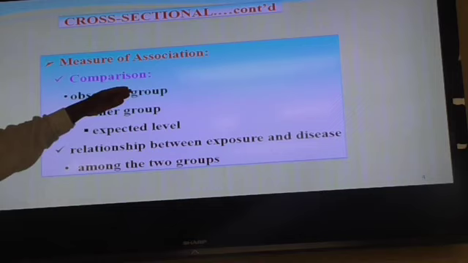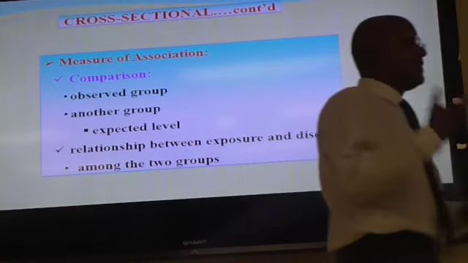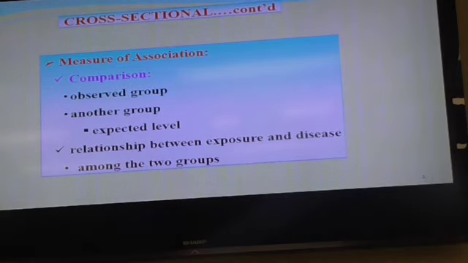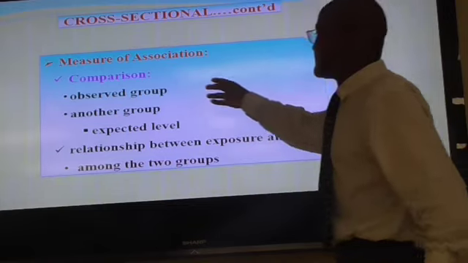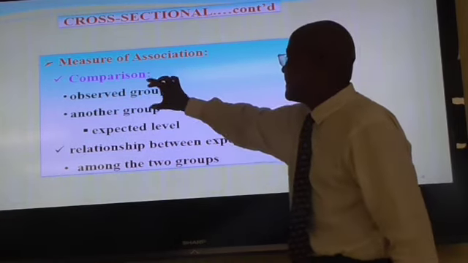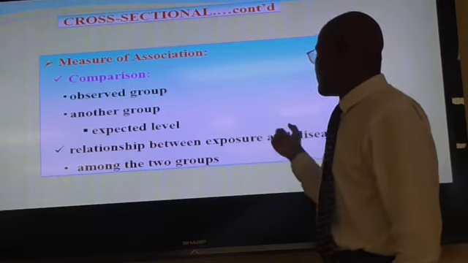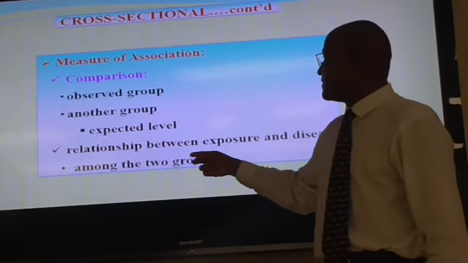So one group is always the group of interest, and the other group is one that you think carries an expected level of whatever you are measuring. So when we are talking about measure of association, we assess the relationship between factor and disease, with the two groups, exposure and disease. So a relationship between exposure and disease among the two groups.